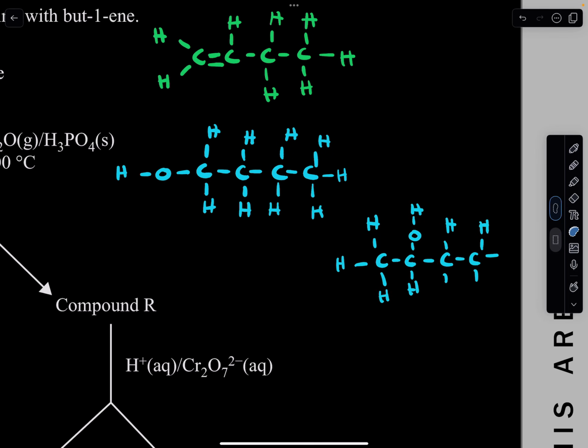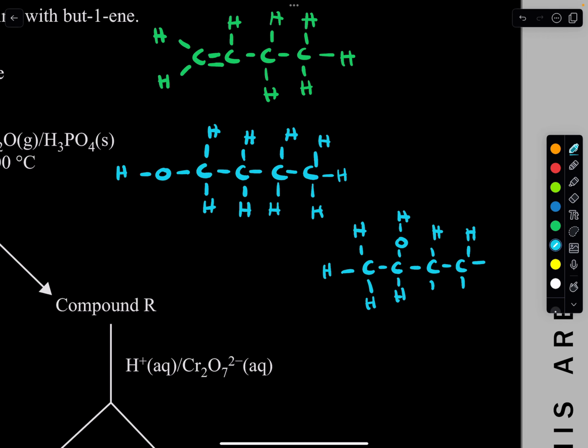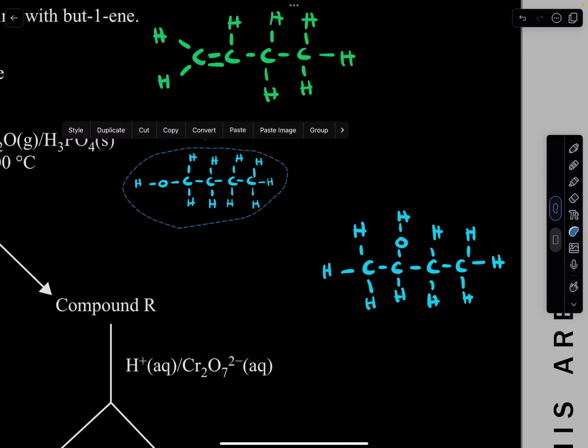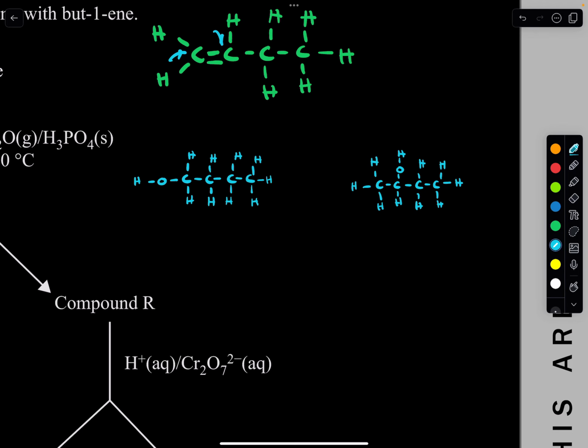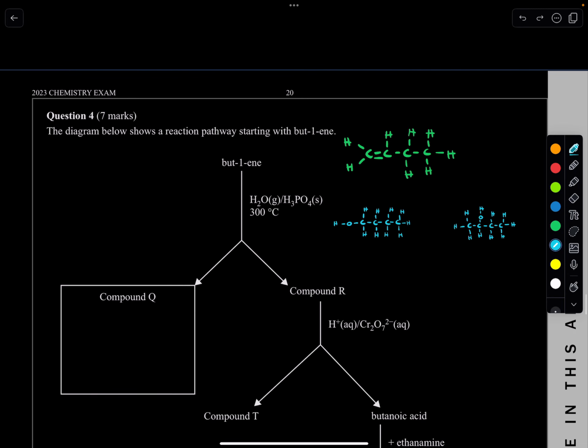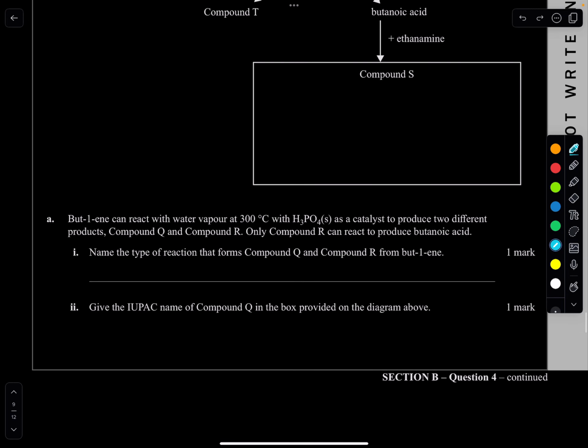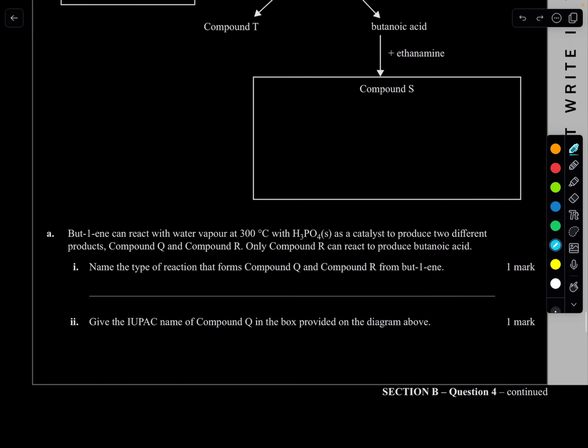So let me write that nicely. You've got this one over here, and you've got a possibility it could have been here. So that OH could have gone to this carbon, or it could have gone to this carbon through that double bond. So you get two possibilities, of course. Now, what we want to do is name the type of reaction that forms compound Q and compound R from butane 1-ene.